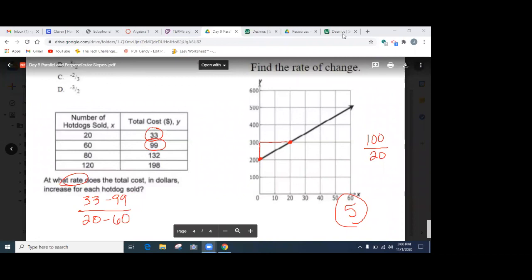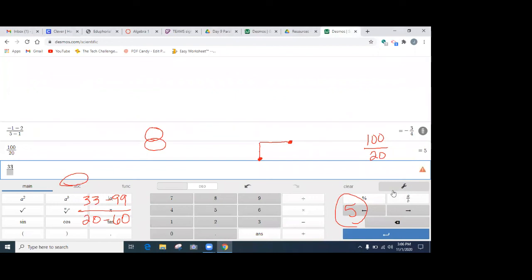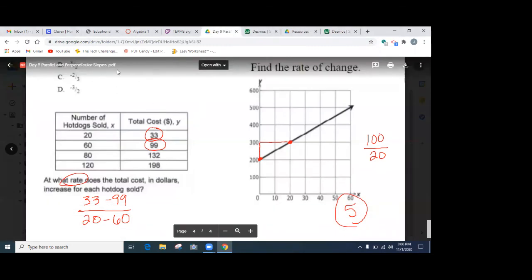Once again, we got to plug this in the scientific Desmos. So we can do a fraction. So we go 33 minus 99 over 20 minus 60. Hit enter. Get some 1.65, 33 over 20. It's kind of funny being that it's 33 over 20 there. 33 over 20. And that's my answer.